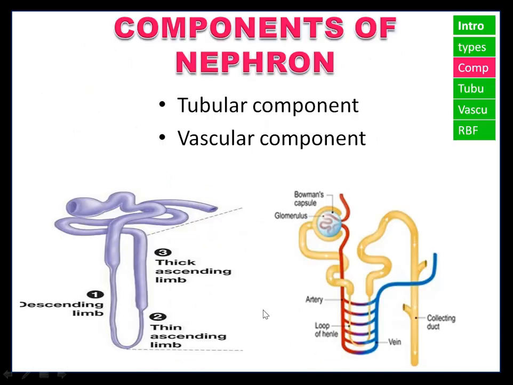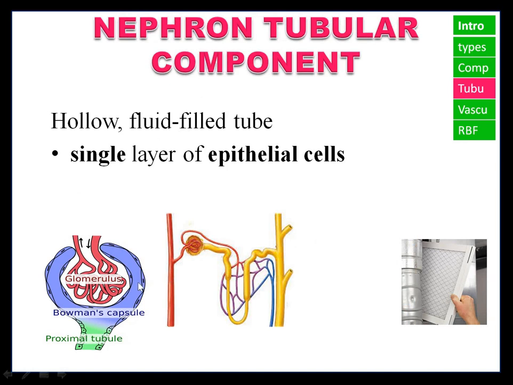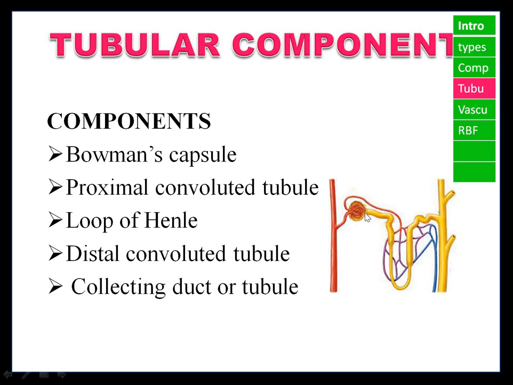Now the components of nephron. It has tubular component and vascular component. Tubular component is the hollow fluid-filled tube. The yellow color tube is tubular component. It is lined with single layer of epithelial cells, so it can facilitate the filtration. Now tubular components are Bowman's capsule, proximal convoluted tube, loop of Henle, distal convoluted tube, and collecting duct.